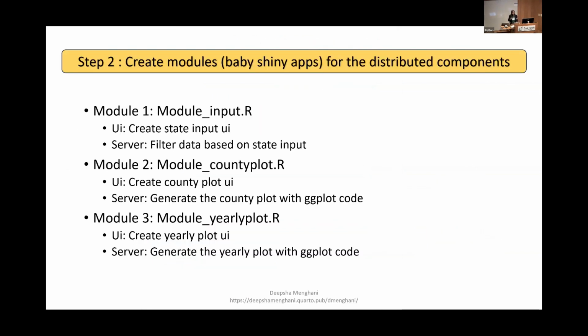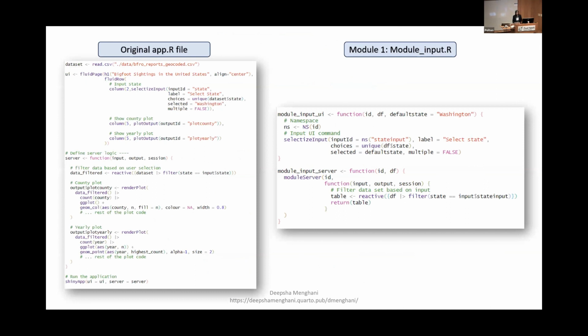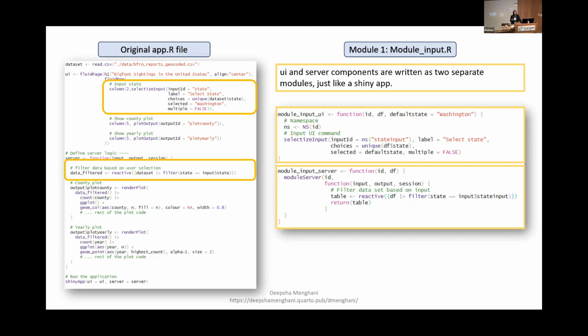So we're gonna start creating modules, or baby Shiny application functions, for all those three components. Let's start with the very first one, the simple one where you're creating a dropdown and your data gets filtered. The left-hand side is the original code that I just went through, the components. And on the right-hand side is the module. And I'm gonna go over every line, don't worry about it.